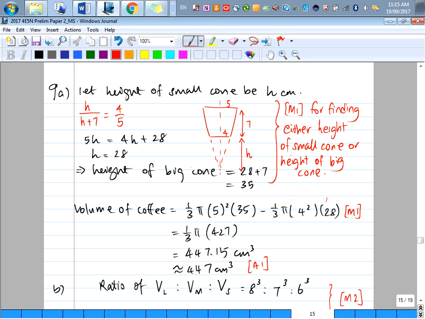Once I know the height of the small cone, which is 28, I add that to 7 to get a total height of 35. Now I have the height of the big cone. So the volume of the coffee will now be volume of big cone minus volume of small cone. Here, volume of big cone. And here we have volume of small cone.